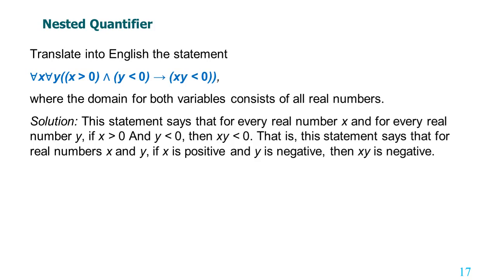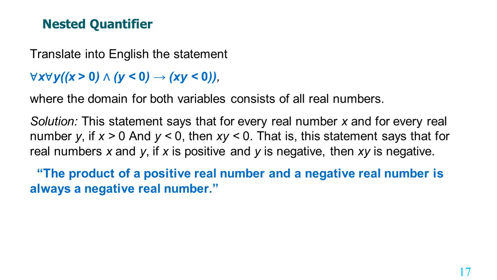That is, this statement says for real numbers x and y, if x is positive and y is negative, then xy is negative. That means the product of a positive real number and a negative real number is always a negative real number.